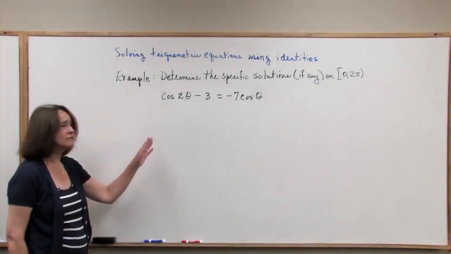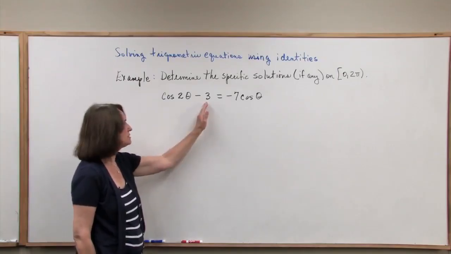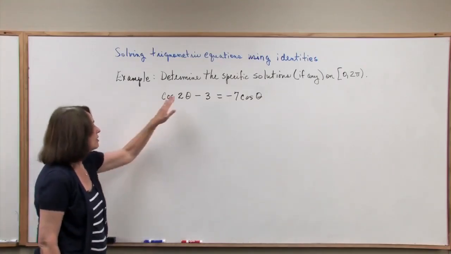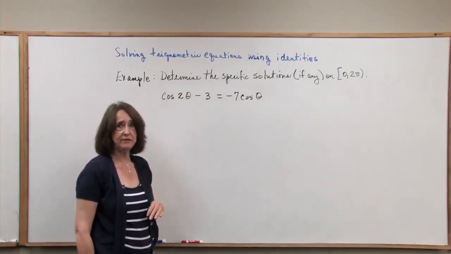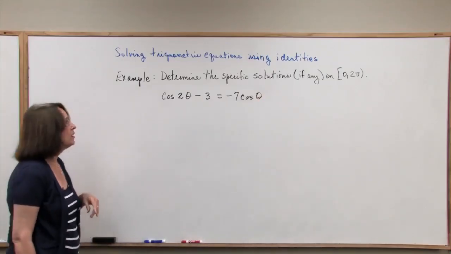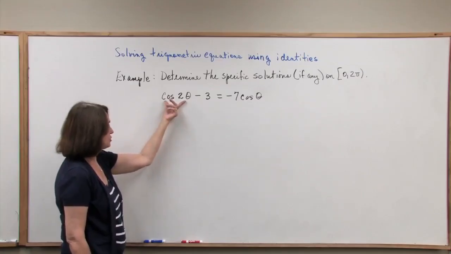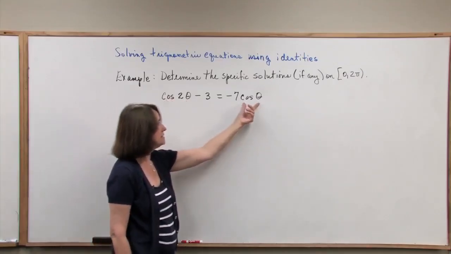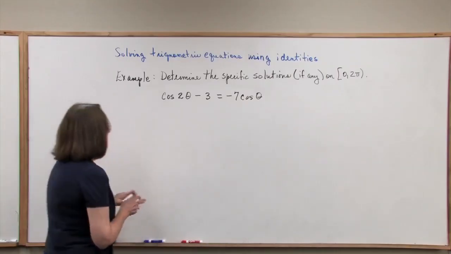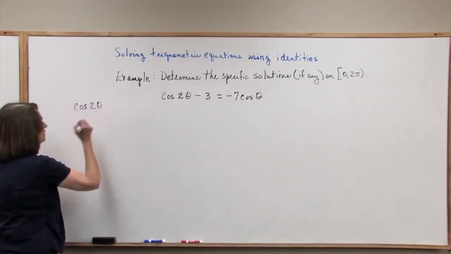This example involves us solving this trigonometric equation: cosine of 2 theta minus 3 equals negative 7 times the cosine of theta. Our directions tell us to determine the specific solutions, if any, on the interval from 0 to 2 pi. We're going to use an identity because this trig function, cosine 2 theta, is different than this one, which is the cosine of just theta.